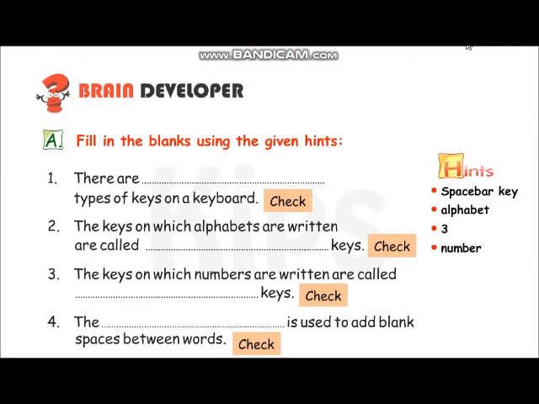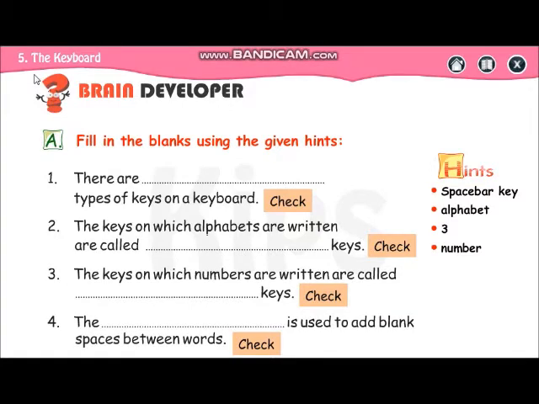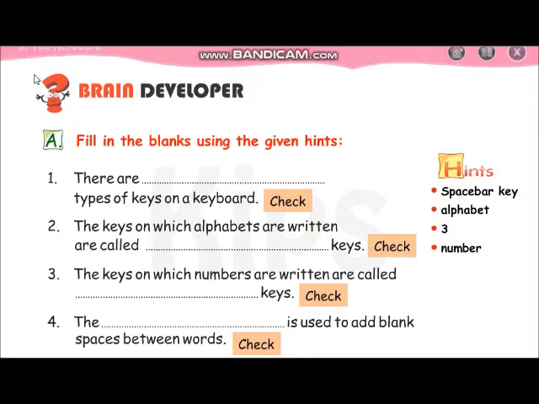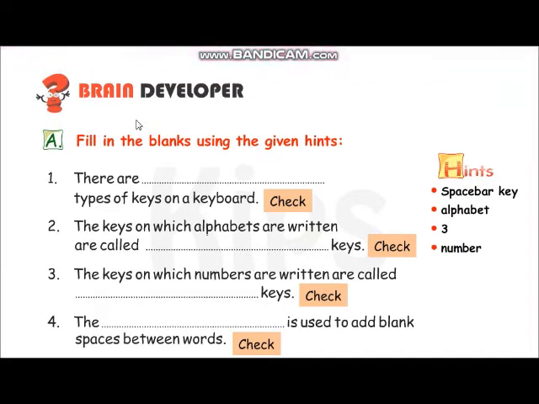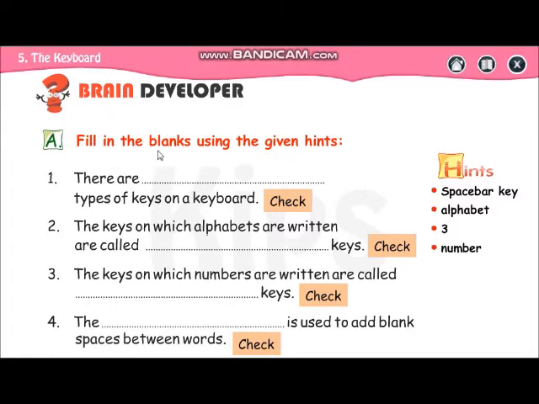Today we are going to do the exercise of lesson number 5, that is the keyboard. So be ready with your book, pencil and eraser and write it in neat and clean handwriting. After writing, you have to click the picture and send it on my personal number. I'll be giving you 5 stars if you are the first one to complete and send it on my personal number. So be ready for your exercise.